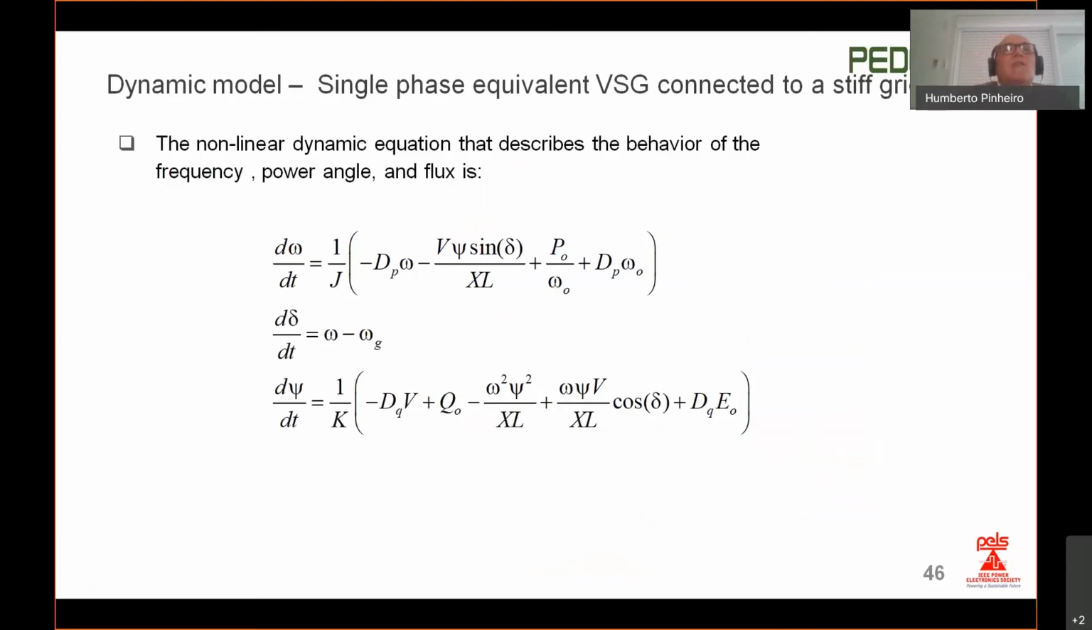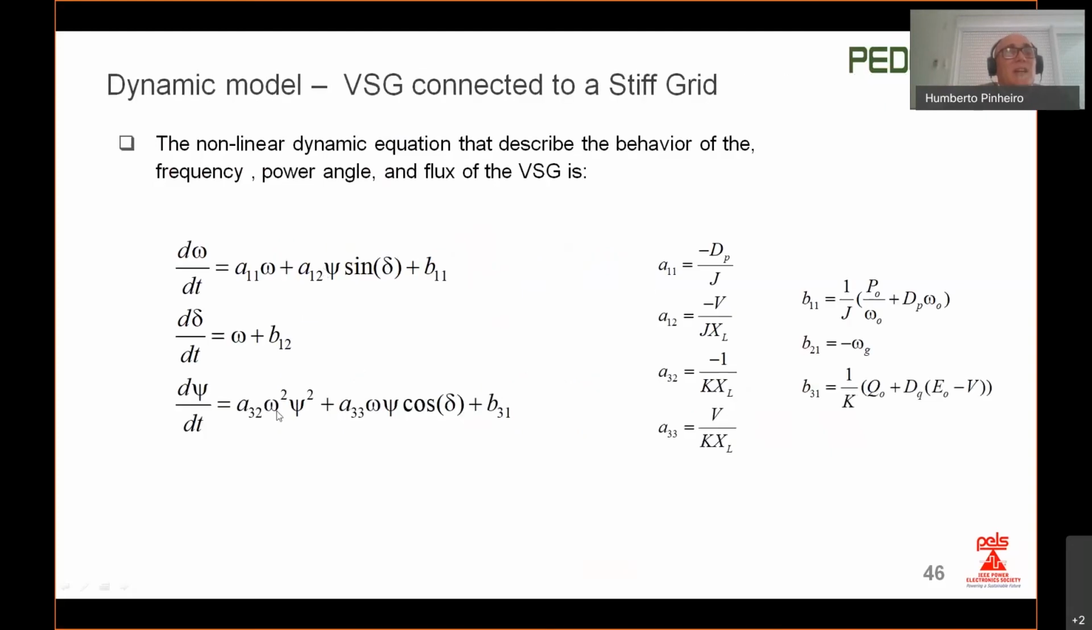So now we want to have a look as well at the dynamic behavior of this virtual synchronous generator. The equations that govern the system are given over here. We have as states the frequency command, the power angle, and the flux, the magnitude of the flux. Also, this equation is nonlinear. There are non-linearities, right?